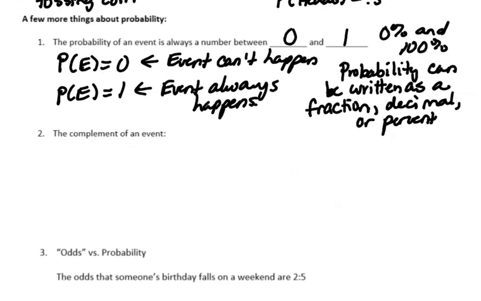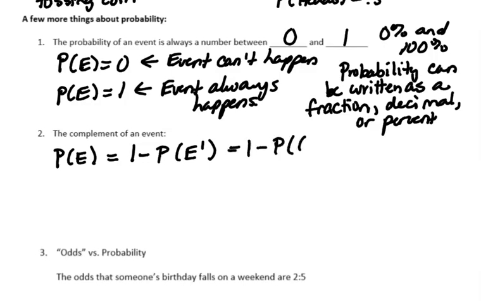Now, another thing I wanted to define is what's called the complement of an event. It's just the opposite of an event. So the probability that event E happens is equal to 1, or let's say the complement of an event. All right. So the probability of, well, I'll do it like it is in my written notes. The probability of event E is 1 minus the probability of the complement of an event, or 1 minus the probability of not E.